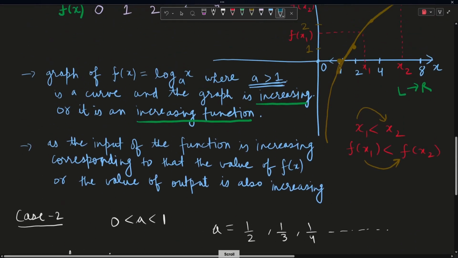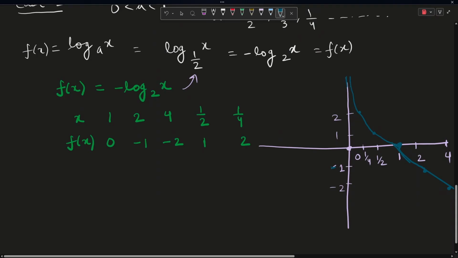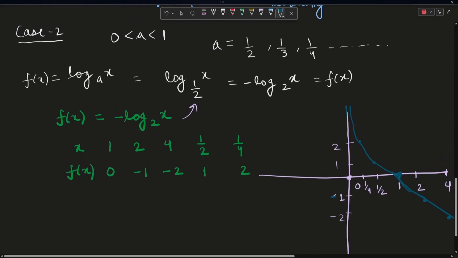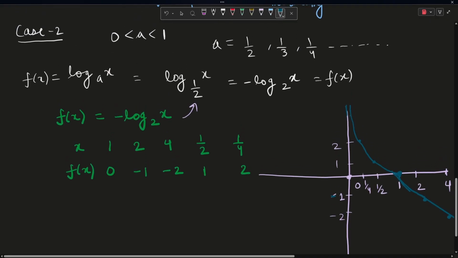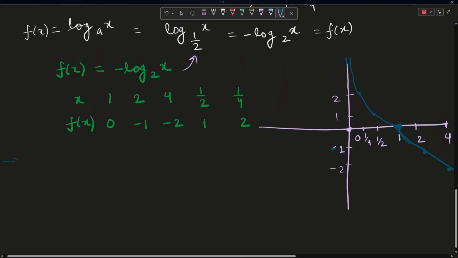If you see the previous graph, and if you see this graph, these both graphs are quite different from each other. Of course, they will be different because the conditions have changed, right? We were talking earlier about the case when a is greater than 1, and in this case when a is a value between 0 and 1, right? So now what can we say from this?